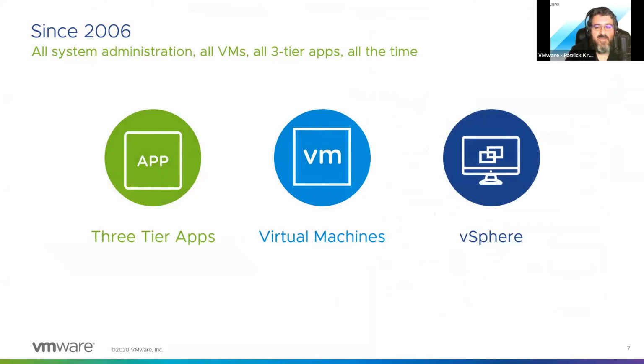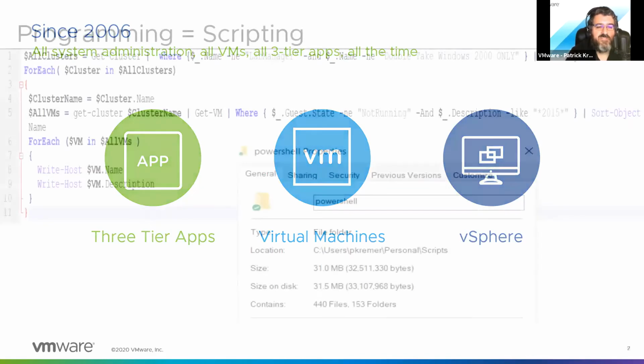But since 2006, my job was all system administration all the time, right? Your classic 3-tier apps, all virtual machines on vSphere, and working with virtualized infrastructure was pretty much the same as physicals. It was just an easier way to do it. I didn't have to ghost the machines anymore. I had templates. I could vMotion. Machines would survive when a host died, but it was pretty much the same work.